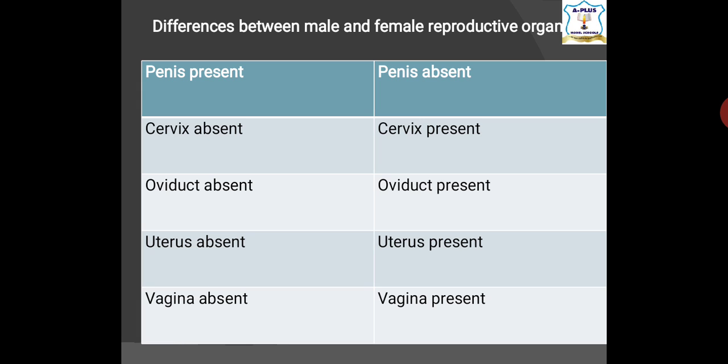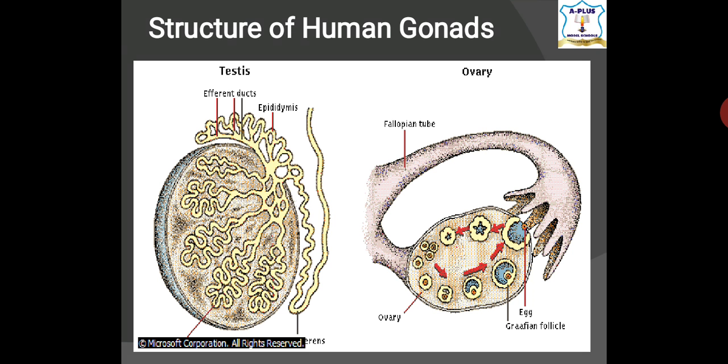Cervix is absent inside the male reproductive organ, but it is present in the female reproductive organ. Oviduct is also absent in the male reproductive organ, but it is present in the female reproductive organ. Uterus is absent in the male reproductive organ, but it is present in the female reproductive organ. Sorry for that. Vagina is absent in the male reproductive organ, but it is present in the female reproductive organ.